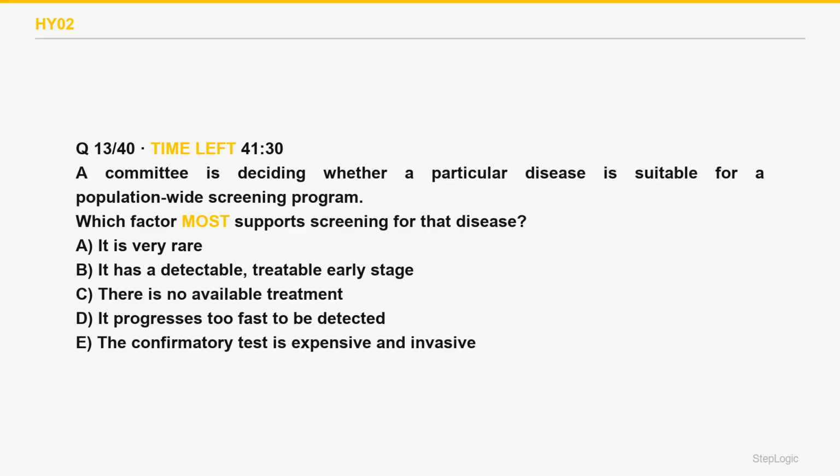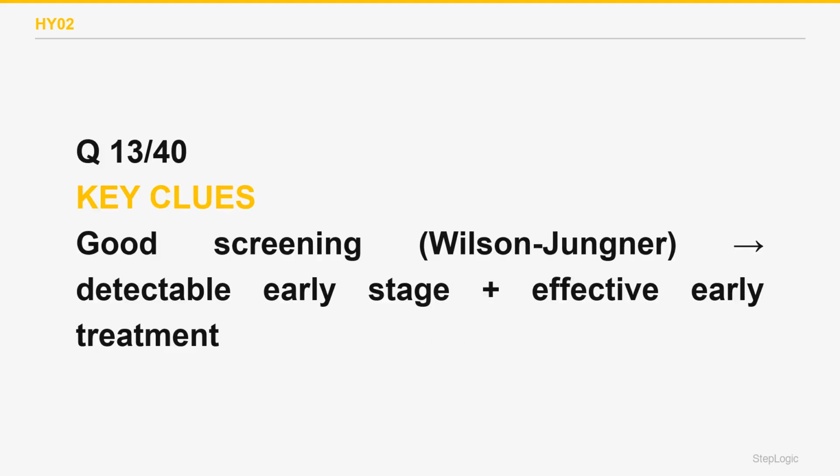Which factor must support screening for that disease? A committee is deciding whether a particular disease is suitable for a population-wide screening program. Read the command: what makes a disease worth screening? There must be an early stage you can find and treat. Screening only helps when a disease has a detectable preclinical stage and an effective early treatment, so that finding it sooner actually changes the outcome.